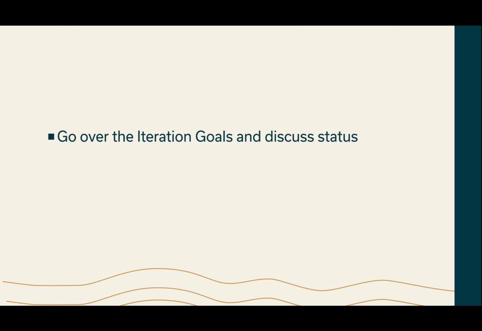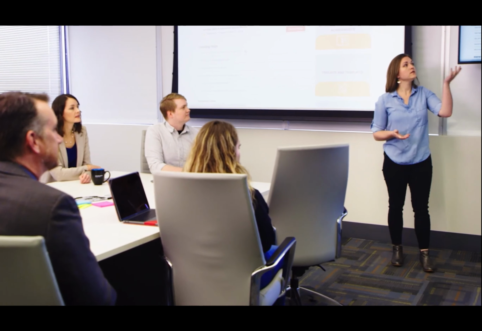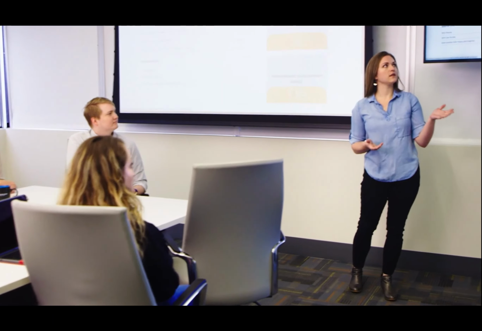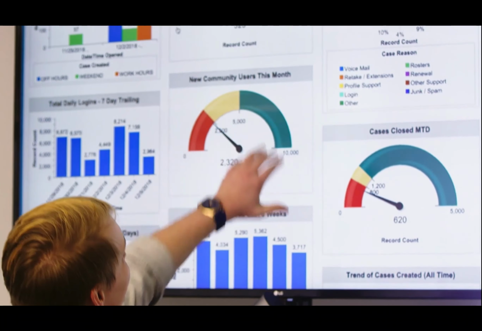The iteration review is typically time-boxed to 1 to 2 hours max. The iteration review starts by going over the iteration goals and discussing status. It then proceeds with a walkthrough of all the committed stories. Each completed story is demoed in a working, tested system, preferably in a staging environment that closely resembles the production environment. Spikes are demonstrated via a presentation of findings.